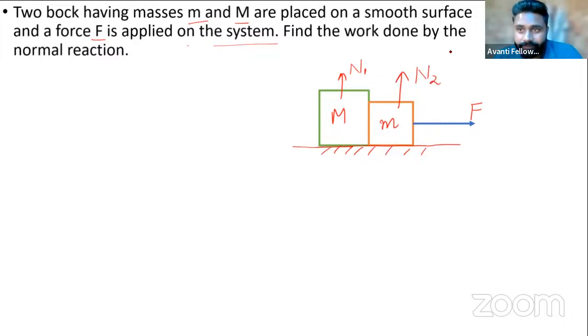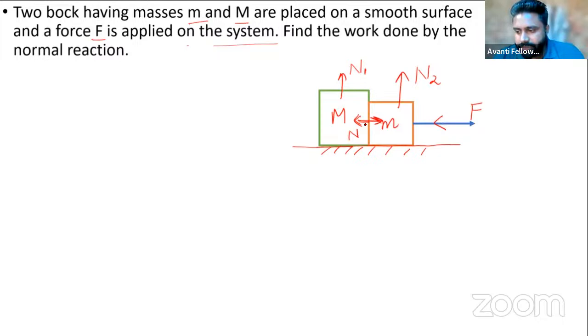Now there is one more normal reaction which is acting on it. And what is that? If I just reverse the direction of this force, this small m mass block pushes this capital M mass block. So there is a normal reaction in this direction also. Let's say it is N.